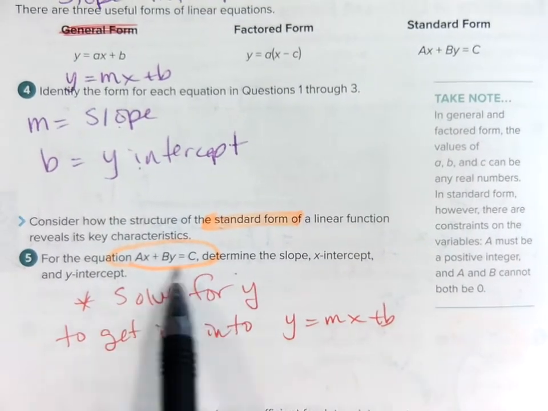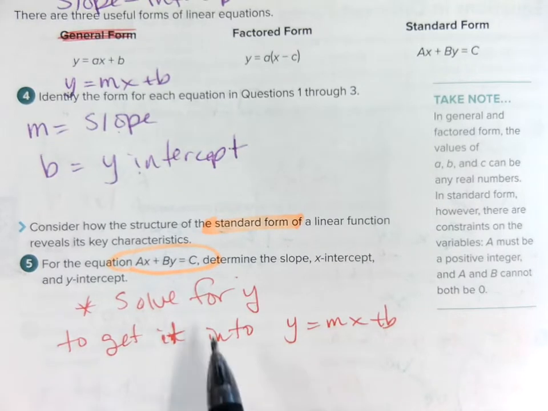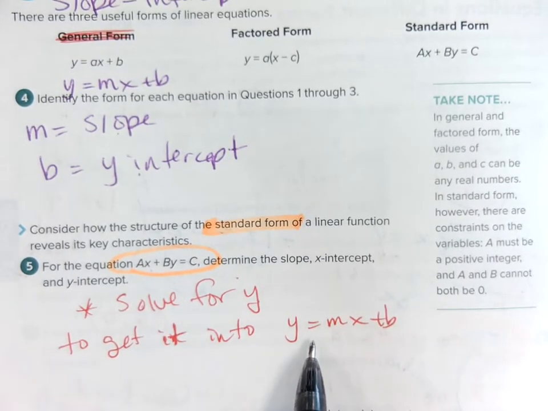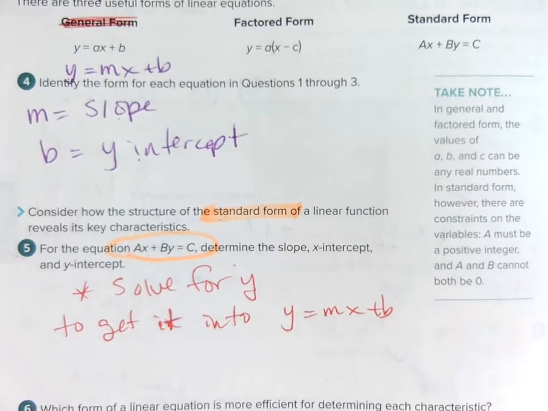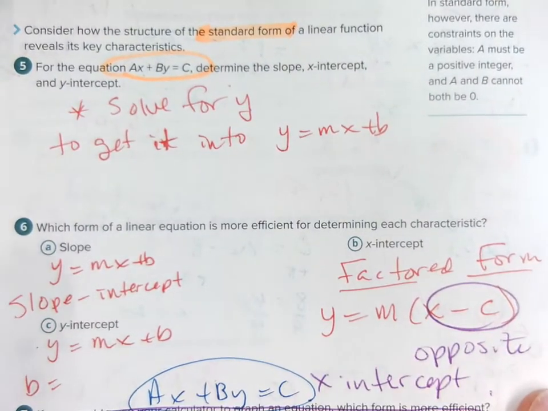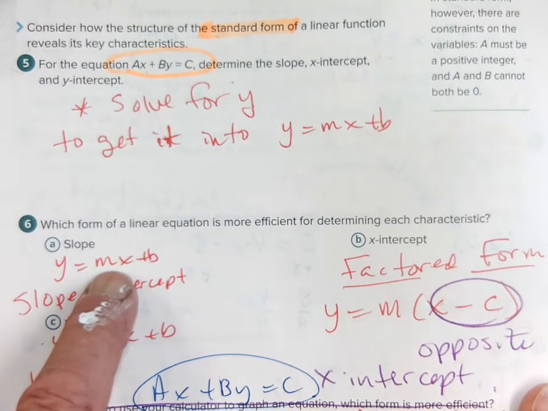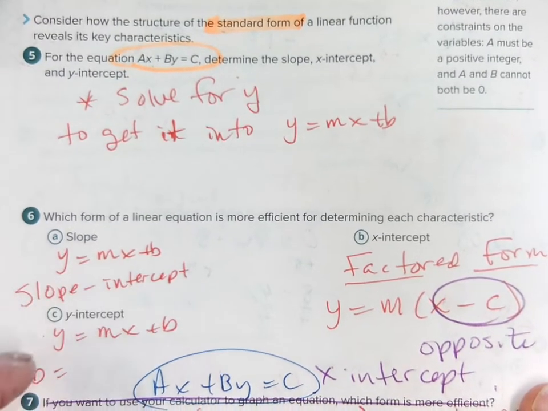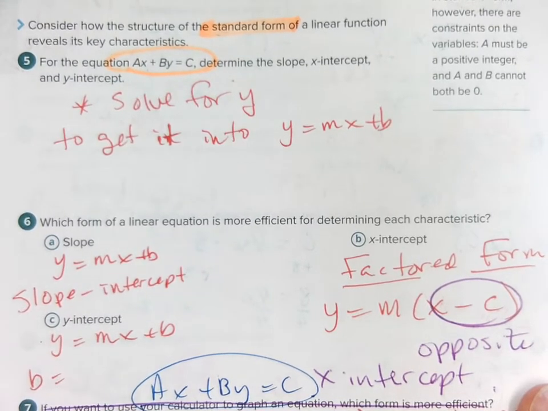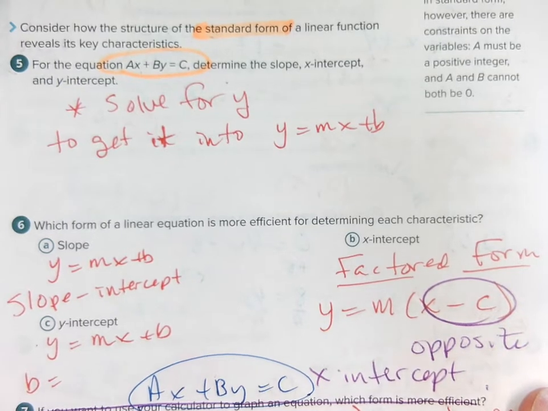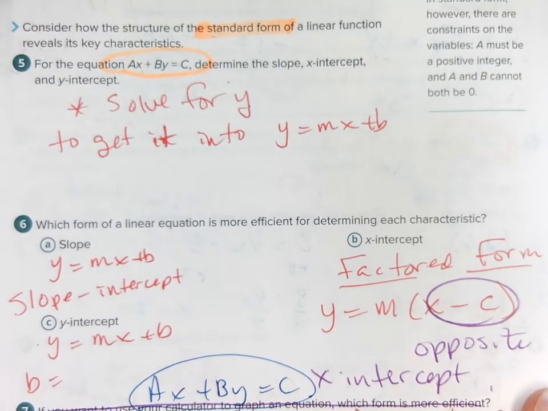This one is in standard form. In order to get anything from standard form, you just have to solve for y to change it into slope-intercept form. And then we asked which one is easiest. Well, I like to get the slope. I like y equals mx plus b, slope-intercept form, because there's the slope and there's the y-intercept. Factored form gives me the x-intercept the easiest, but standard form makes it the hardest.